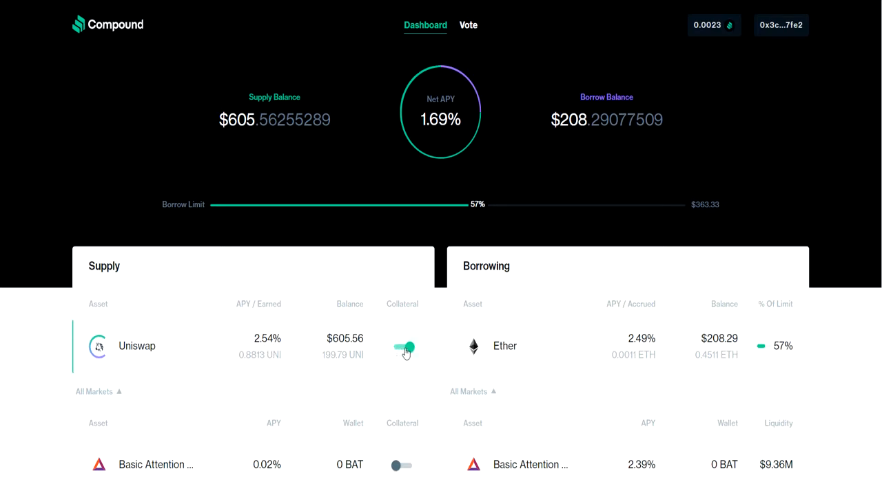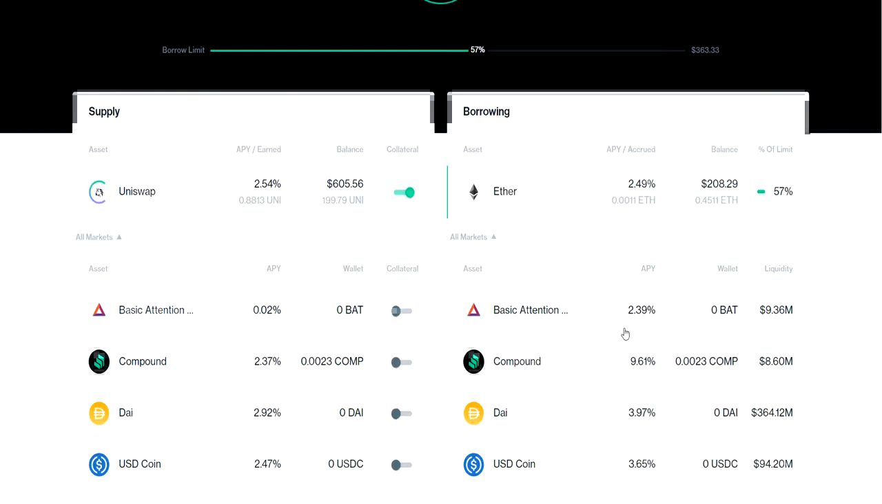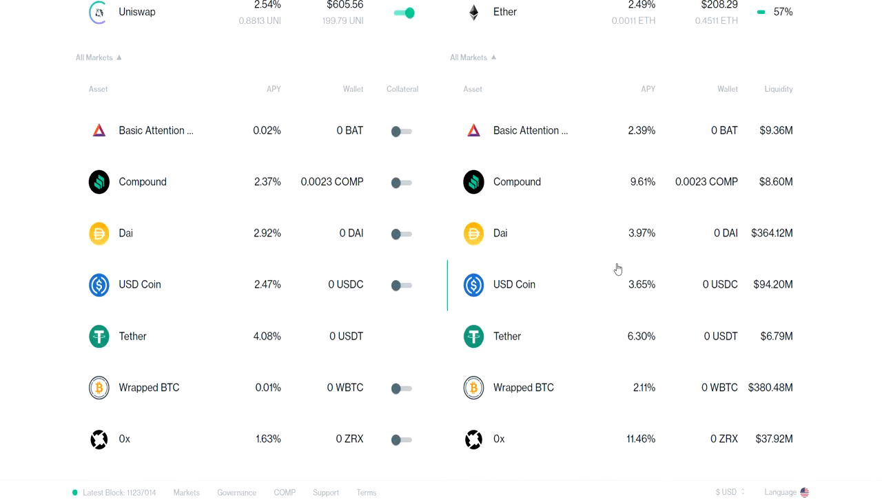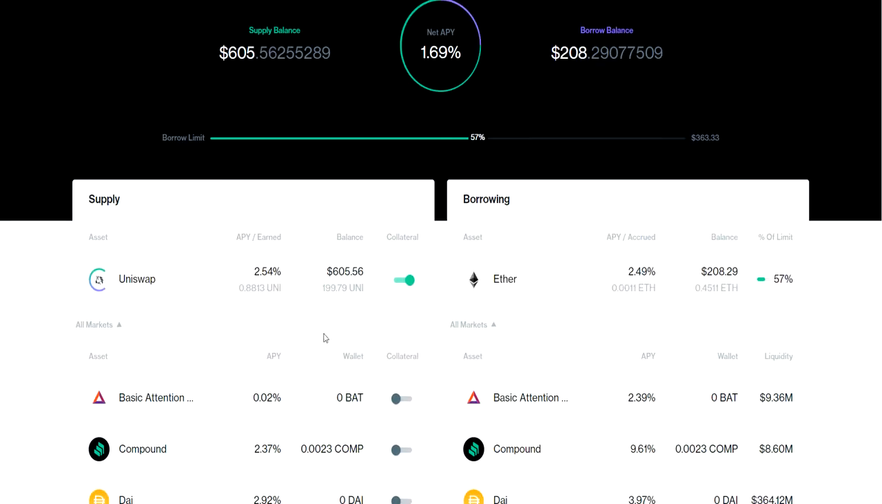And I can use it as collateral against a borrow, and I can borrow any of these tokens. And I've used it as collateral to borrow ETH. So as you can see, my APY on the supply exceeds the APY on the borrow. Even so, I'm still exposed to Uniswap's price action. So if I believe Uniswap is going to go up high, which I do eventually, hopefully at least, I can maintain the exposure to this.